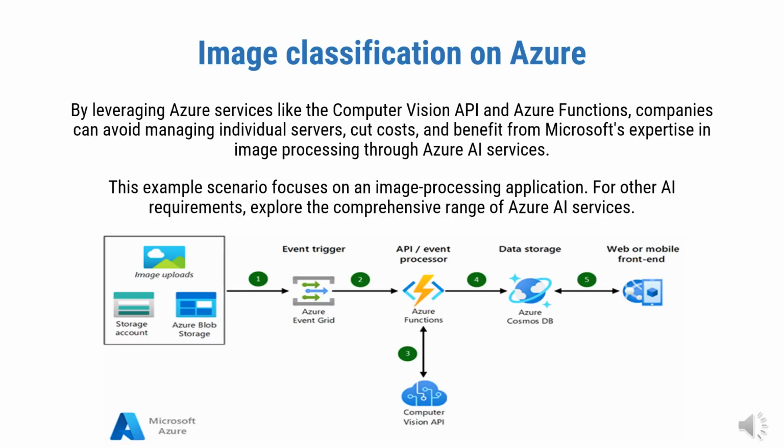Image classification on Azure. By leveraging Azure services like the Computer Vision API and Azure Functions, companies can avoid managing individual servers, cut costs, and benefit from Microsoft's expertise in image processing through Azure AI services. This example scenario focuses on an image processing application. For other AI requirements, explore the comprehensive range of Azure AI services.